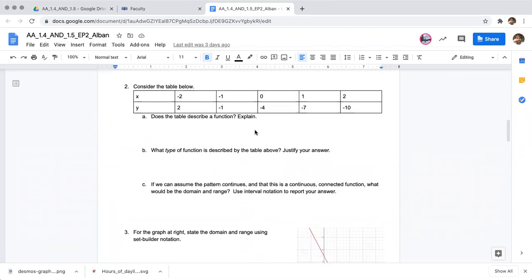So we'll start with number 2. First of all, I'm just going to annotate here. Okay, so first thing here is, does the table describe a function? And so remember that the definition of a function is each input has exactly one output. And so my inputs are -2, -1, 0, 1, and 2. And it looks like each one of those has exactly one output. So yes, it is a function.